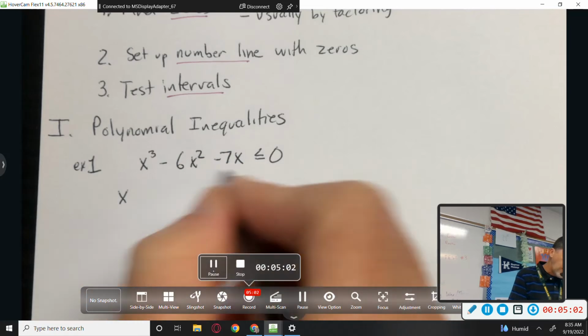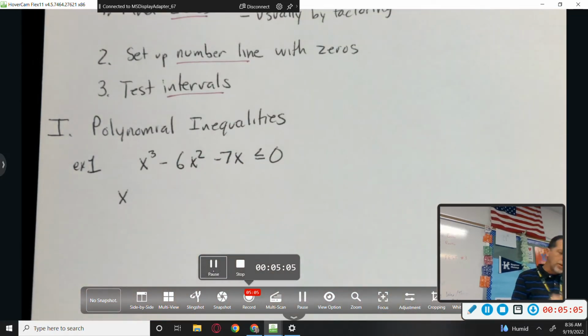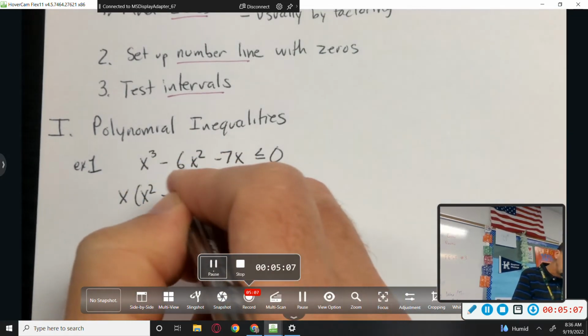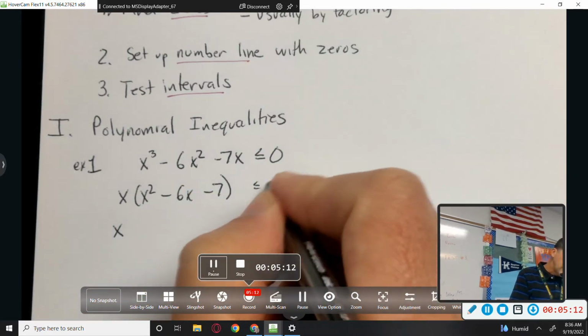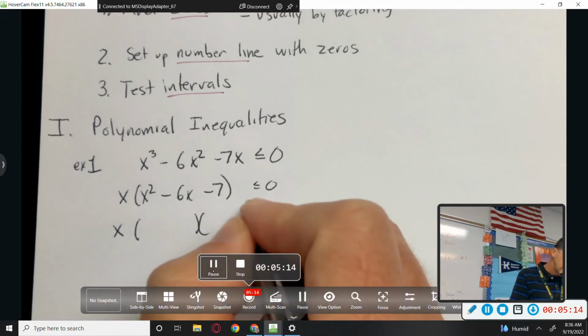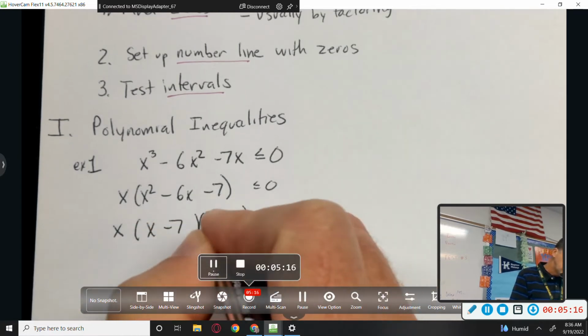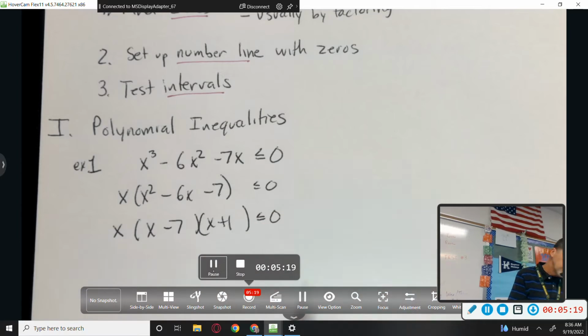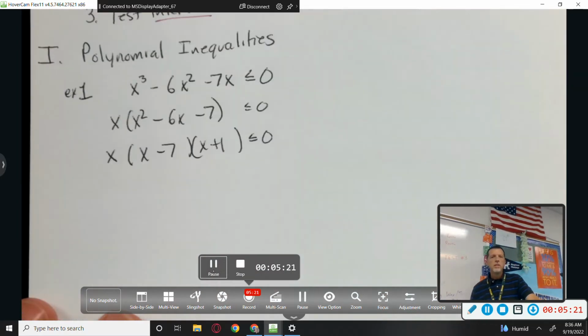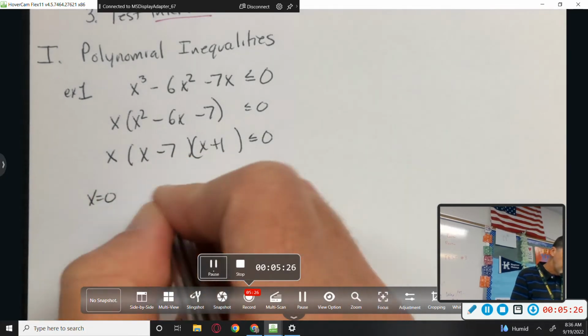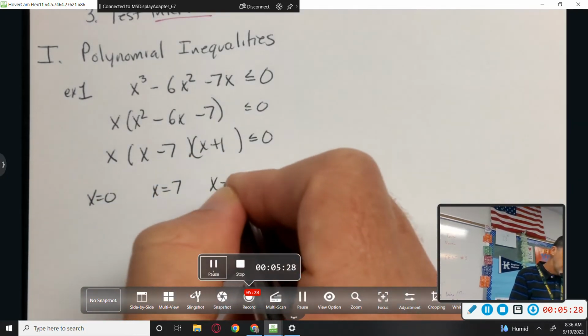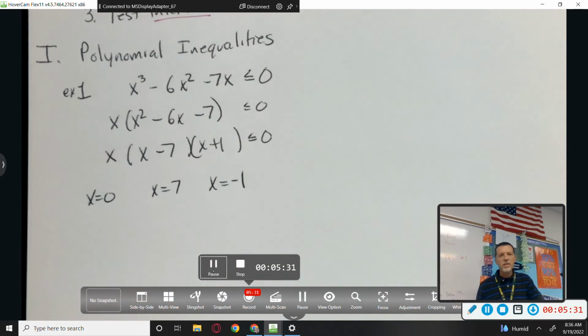So x cubed, which looks ugly, but we can pull out an x. And then what's left will factor. So there's my zeros. Zero, 7, and -1. Step 2, put those on a number line.